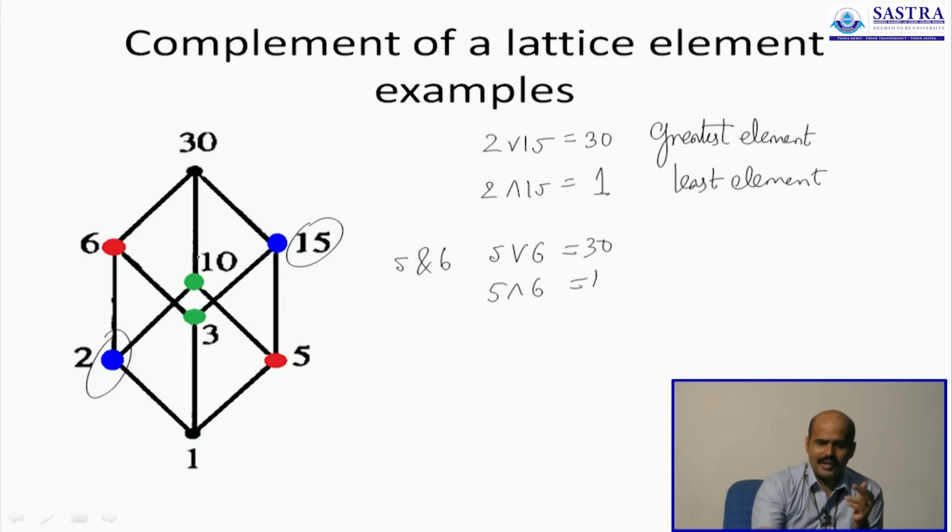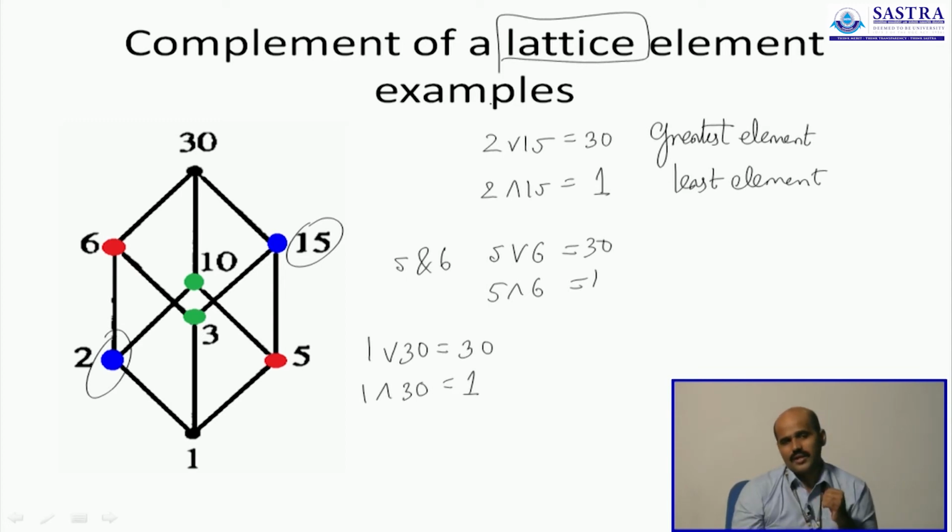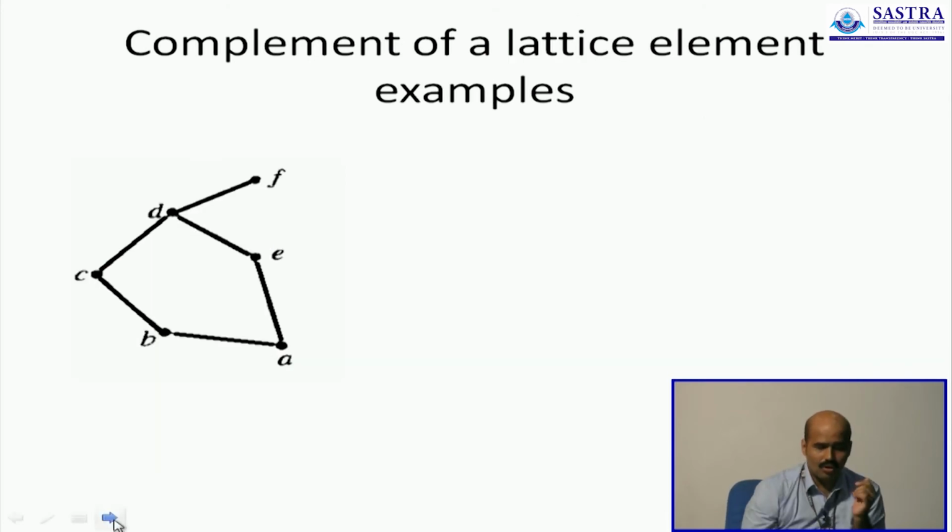The only ones that are left out are 1 and 30. 1 and 30 is obvious. The only bound for 1 and 30 has to be 30 and the GLB has to be 1 again. So 1 and 30 are complements of each other, 2 and 15 are complements of each other, 5 and 6 are complements of each other, 3 and 10 are complements of each other, and hence the lattice actually gets the additional status as a complementary lattice. Not only a lattice, also a complementary lattice.